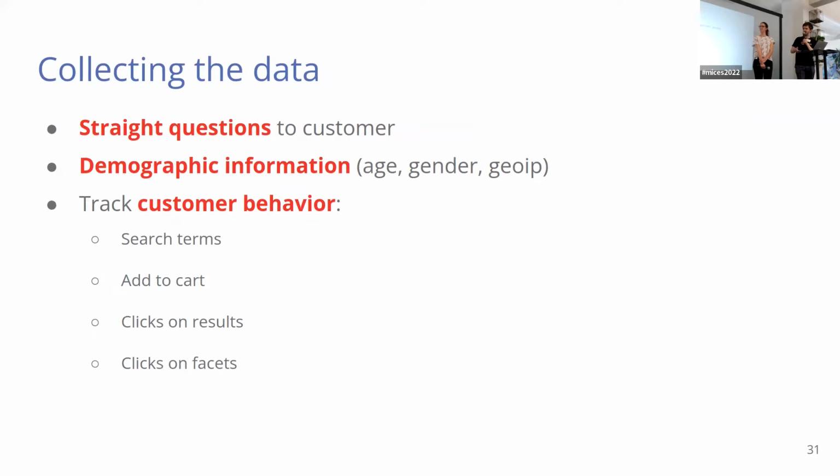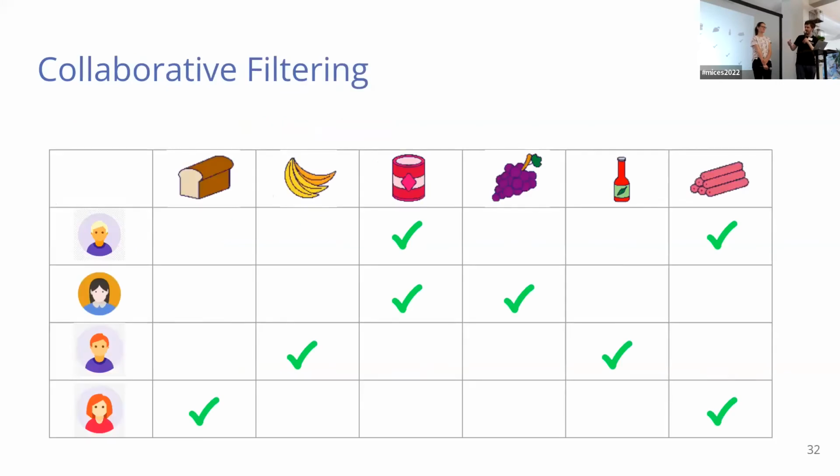It's a straight question to the customer. You will have demographic information if they subscribe to your website, obviously, and the GeoIP by default. And then you will track all the customer behavior, like search term, add to cart, click on result, etc. Like in recommender systems, you will use some very common techniques like collaborative filtering. You have your users and they have some interactions, and from them you will infer some affinity between items and between users and items. And you can build your formula with this data.